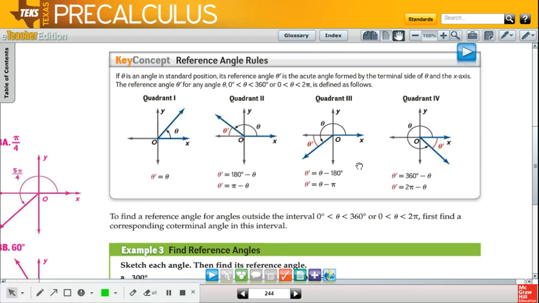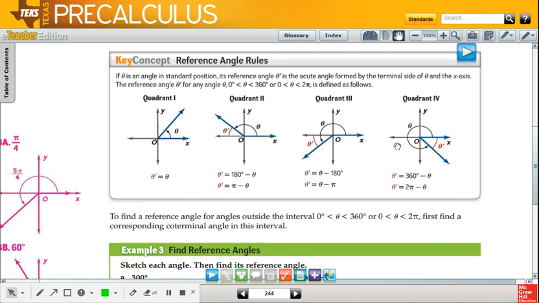Reference angles rules. So we're going to talk about the concept of it. Here's the definition within the textbook. If theta is an angle in standard position, meaning starting from the right side of the x-axis, its reference angle theta prime is the acute angle formed by the terminal side of angle theta and the x-axis. So basically, the angle with the terminal side and the standard position, or in the other quadrant, the x-axis.